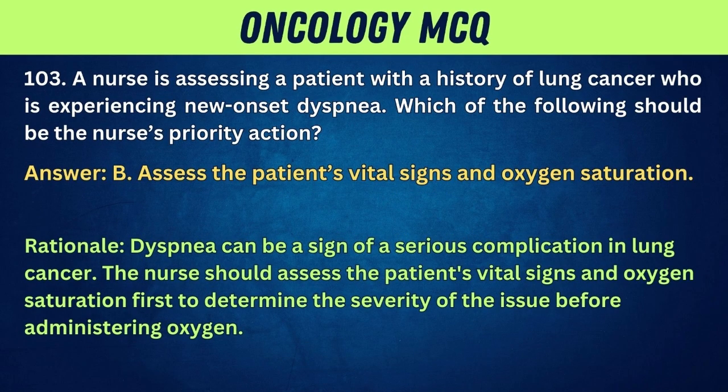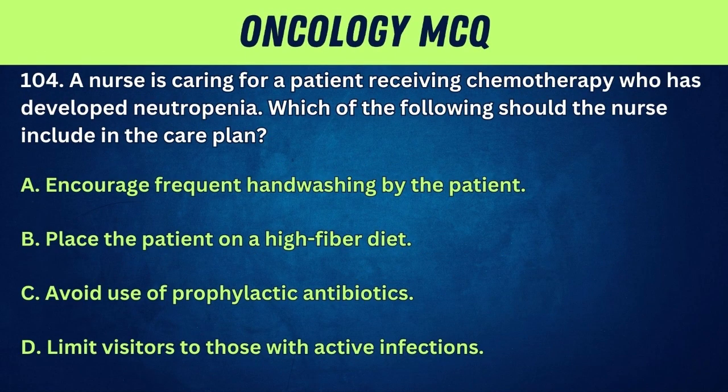Answer: B. Assess the patient's vital signs and oxygen saturation. Rationale: dyspnea can be a sign of a serious complication in lung cancer. The nurse should assess the patient's vital signs and oxygen saturation first to determine the severity of the issue before administering oxygen. 104. A nurse is caring for a patient receiving chemotherapy who has developed neutropenia.